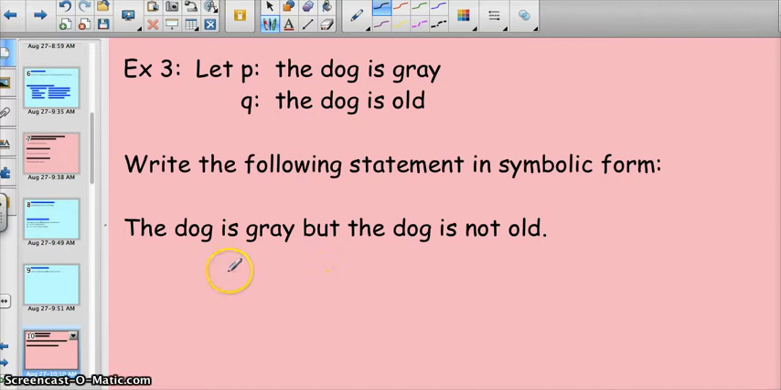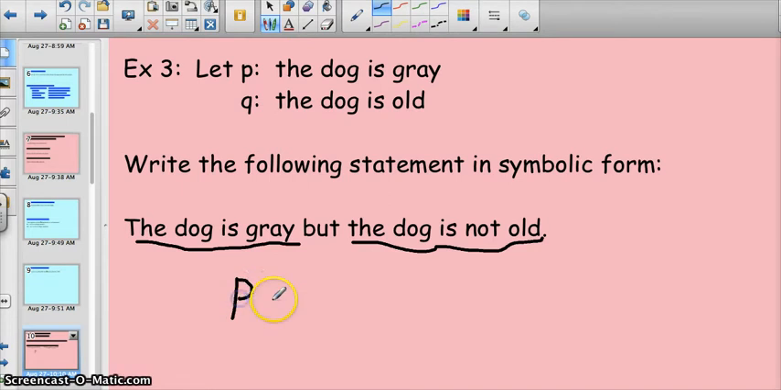So we're really going to get into now how to write stuff symbolically. It's really easy, guys, okay? You identify each part of it and then fill in the blank with what you've got. So here's what I see. I see this part right here. I see this part right here. And I look above and I say, okay, it says the dog is gray. Well, P represents the dog is gray. So where the dog is gray is written, I write a P.